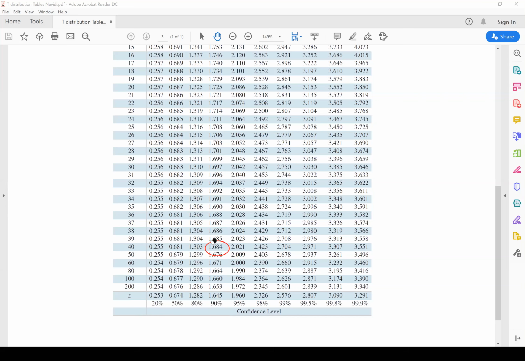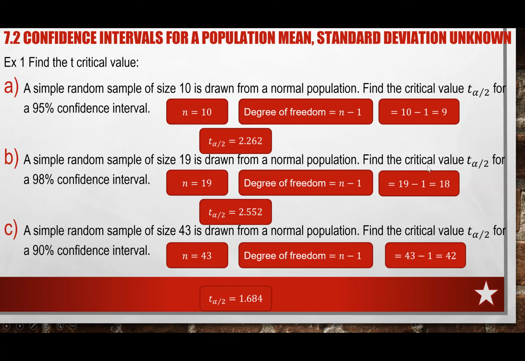Okay, so in this case, as you can see, the critical value is 1.684. That is my critical value for a degree of freedom of 42, but I don't have 42 in the table, so again, I use the 40. Okay, so now looking at this, we see that we can answer this problem, which is 1.684.